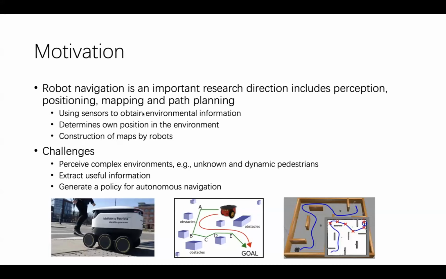And there are also some challenges here. We typically need to perceive complex environments. For example, we need to detect unknown and dynamic pedestrians. We need to extract useful information. We need to generate a policy for autonomous navigation.